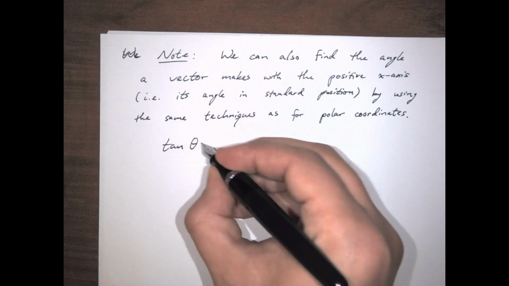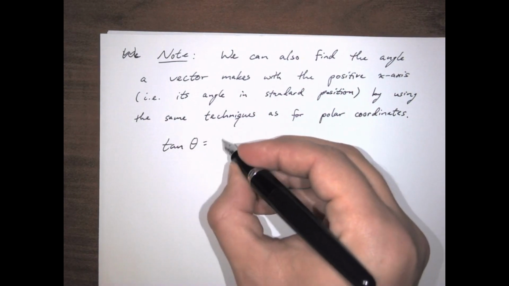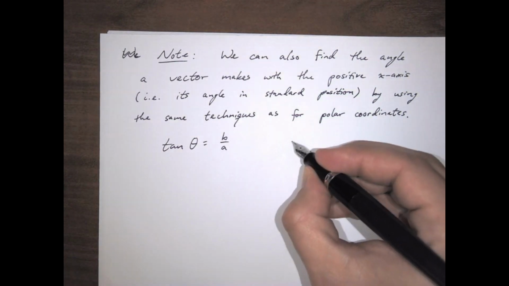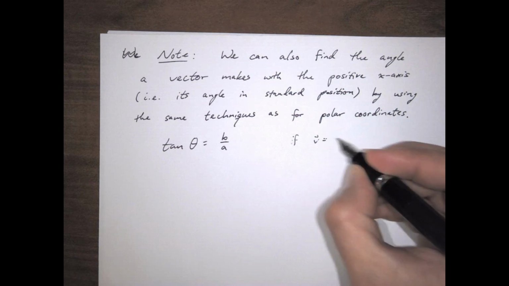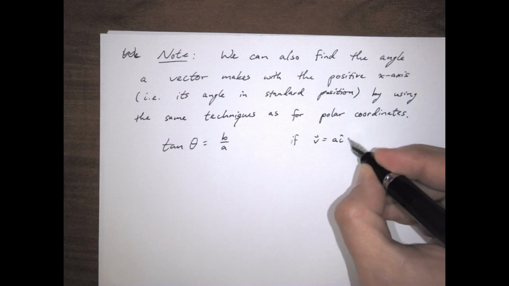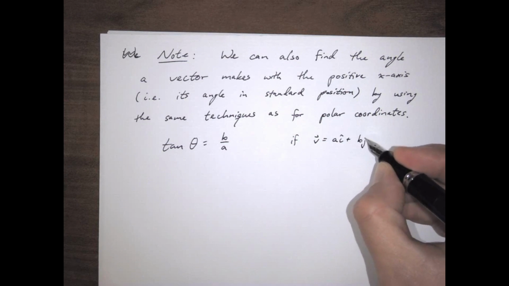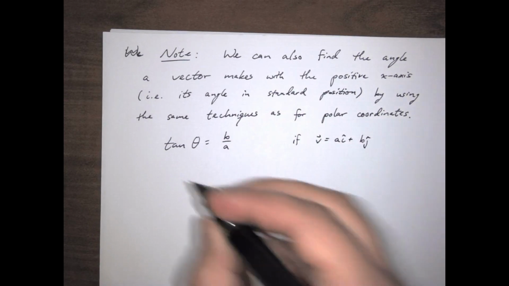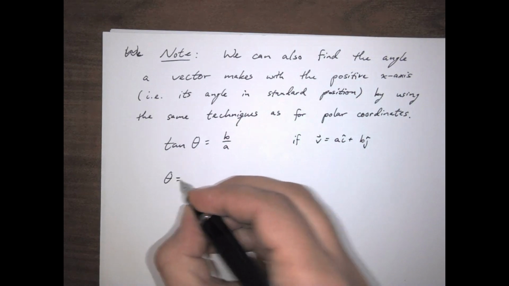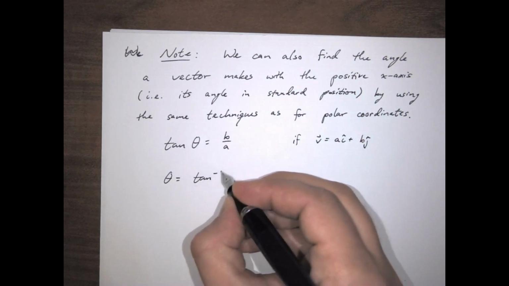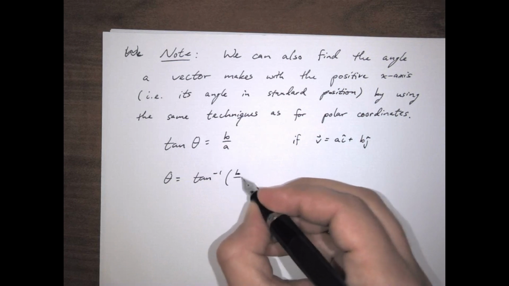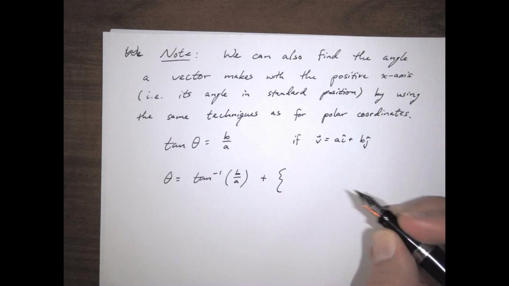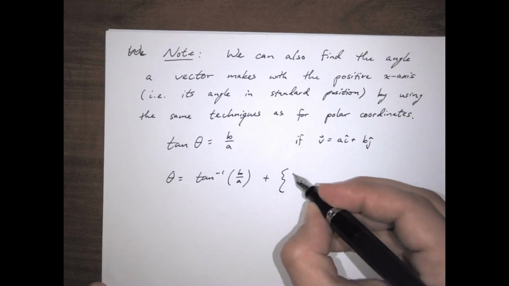So tangent of theta is equal to b over a. That's if v is equal to the usual ai plus b times the component vector j. So then theta is the tangent inverse of b over a, plus possibly an adjustment for the quadrant.